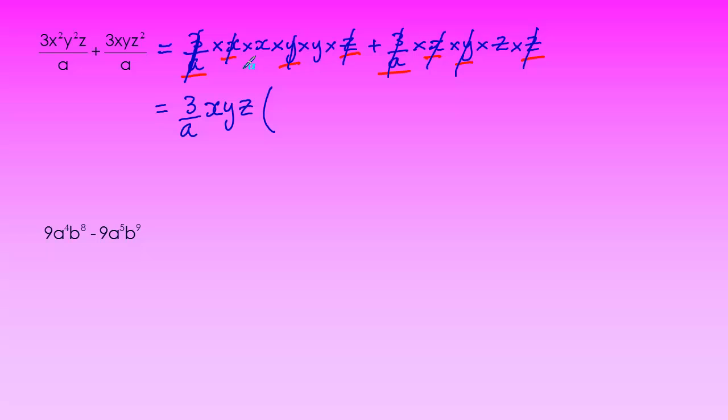So here I've got x and y. X times y we just write as xy. Then there's the plus sign here, and then I've just got a single z.